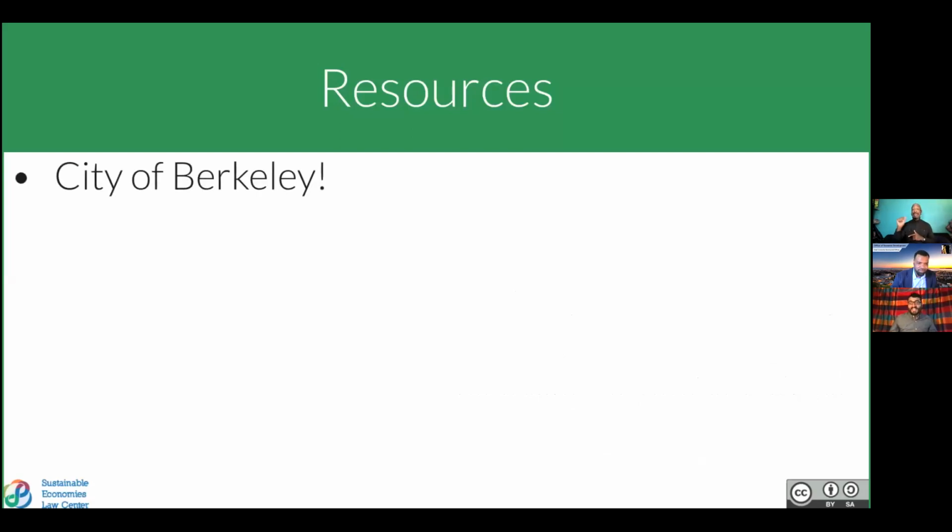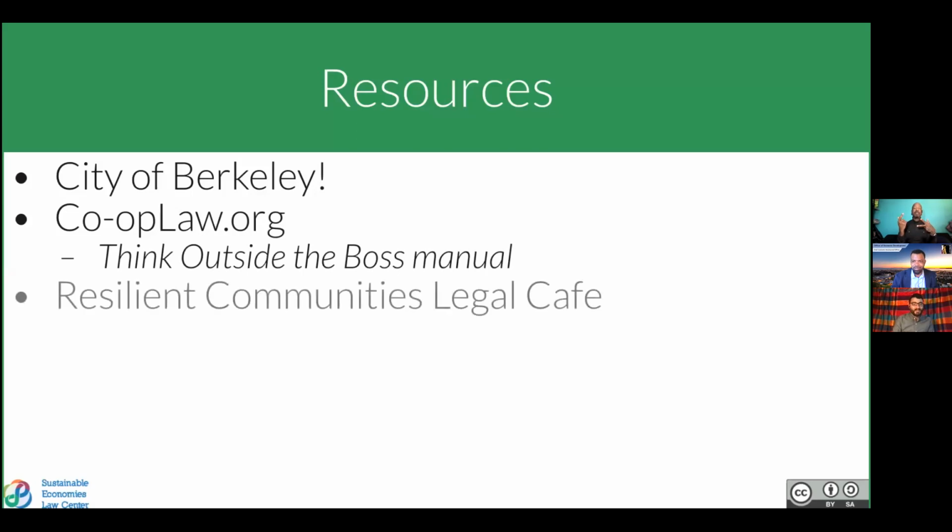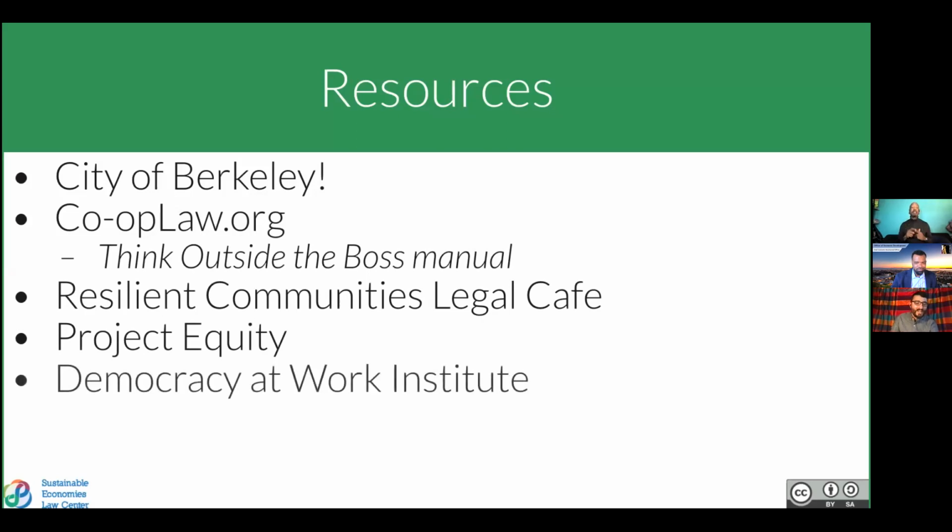So resources, the city of Berkeley, like Kieron just said, is a great resource. Another resource is coop-law.org, where you'll find all those manuals that I was talking about, including, I think, the Outside the Boss manual. We have our Resilient Communities Legal Cafe, where we do three times per month drop-in legal advice sessions for folks around California. And we started opening it up to folks around the country as well. Project Equity is another great resource, and we'll be joined by them in a second. Miyaka can share more about Project Equity.